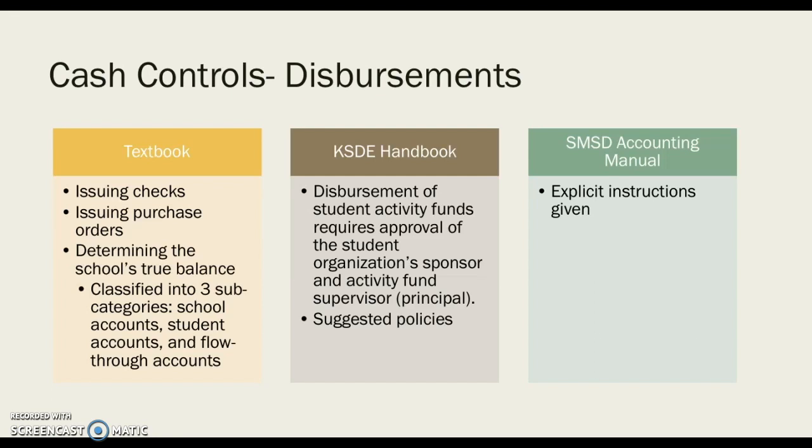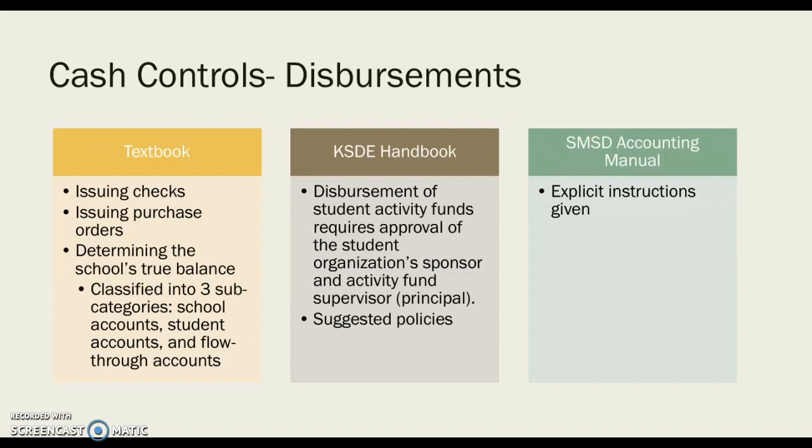classified into three subcategories: school accounts, student accounts, and flow-through accounts. So the total of the balances in the school accounts after funds have been subtracted is the only general money available to operate the school. The money in the students' accounts has to be spent on the project for which the funds were raised. The money is not available for general school projects or specific items like supplies.